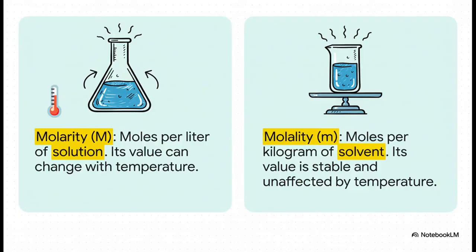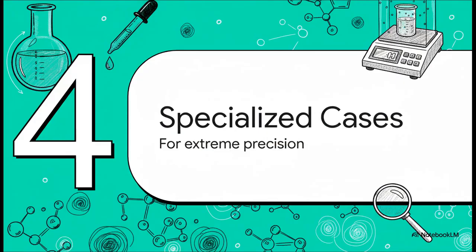So let's put them side by side, because this is so important. Molarity is based on the final volume of the whole solution. Molality is based on the mass of just the solvent. So what? Well, here's the kicker. Volume can actually change when things get hotter or colder. But mass never changes. So if your experiment involves changing temperatures, molality is your best friend because it stays rock solid and reliable.